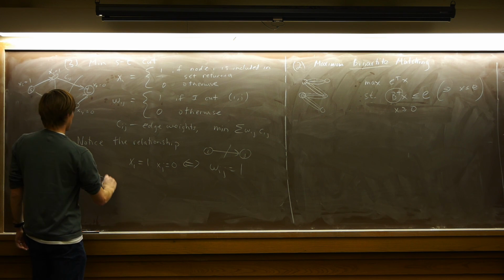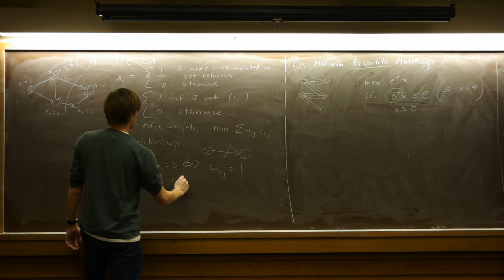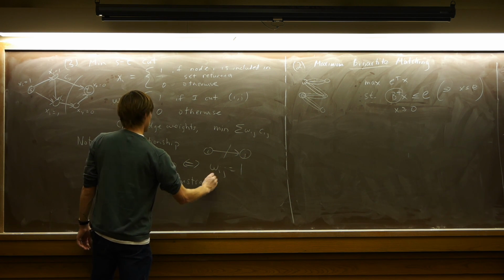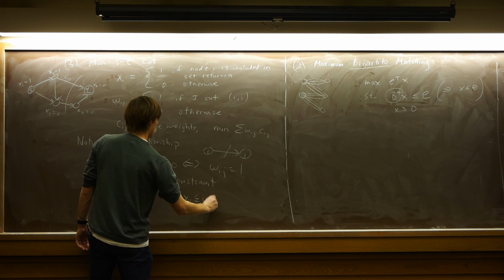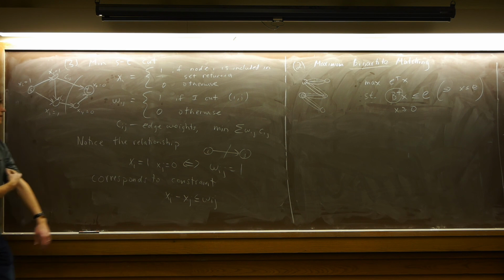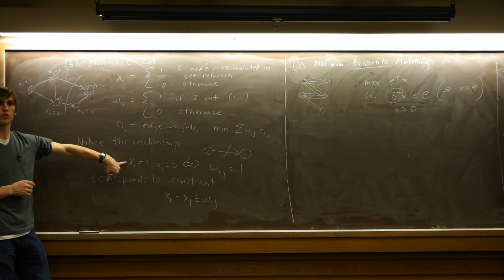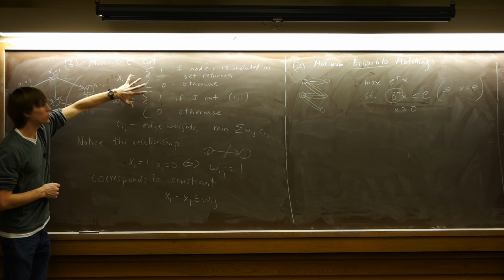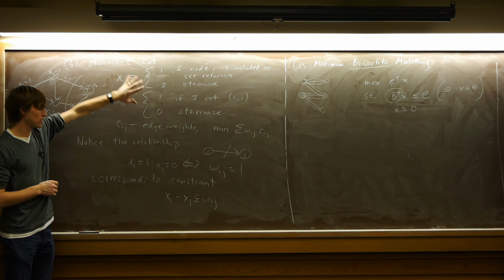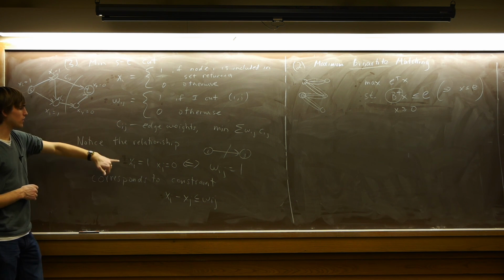And all of this corresponds to the constraint: xi minus xj is less than or equal to wij. Then I'm going to recover the property that I want. I'm saying for now, force these things to be binary. Then this constraint will give me this. Let's just test that really quickly. Let's try this direction.